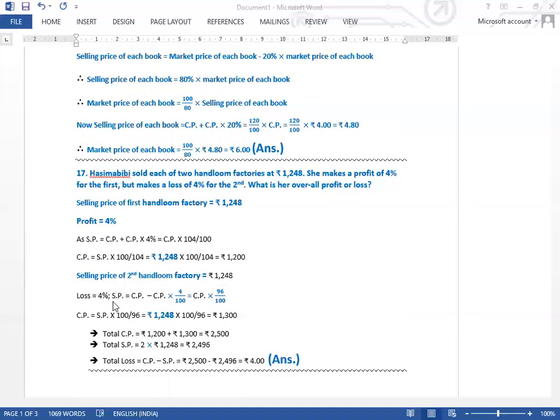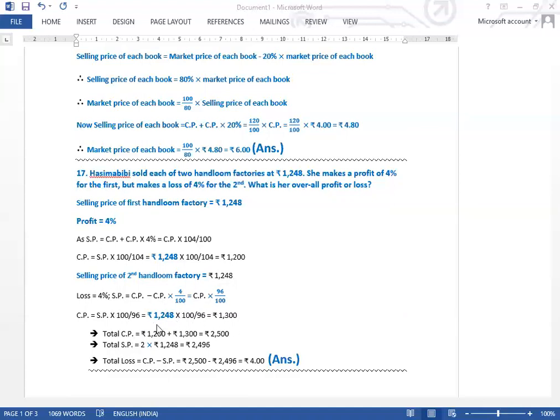Here the loss is 4%. So SP is equal to what? CP minus 4% of CP. So it will be 100 minus 4, that is 96 by 100. So here CP will be what? SP into cross multiply 100 by 96. So cancel 96, 96 into 13 is this. So it will become 1300. So CP for the second handloom is 1300.